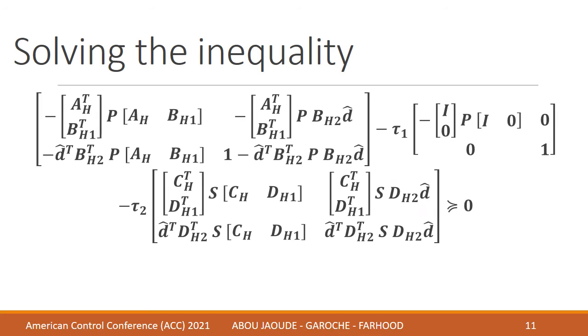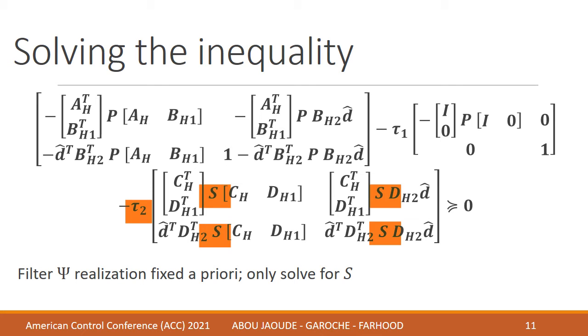A natural question pops up. How do we solve the shown inequality? First, we note that in IQC problems, the filter Psi is fixed a priori and the matrix S is kept as a variable.